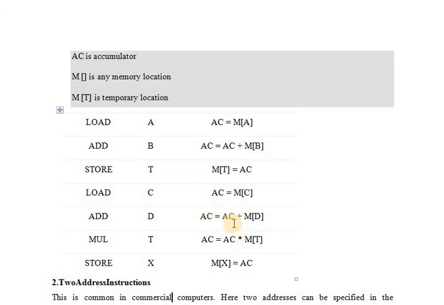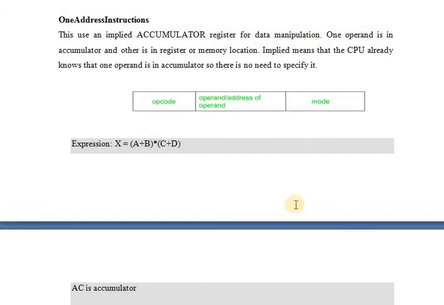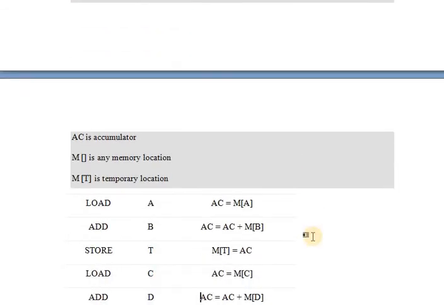This is AC plus m of D. So store in the X, m of X equal to AC. So only a single address is used here. That is why it is a single address instruction. So only one address is used there. You should remember this clearly, you should listen to it clearly.